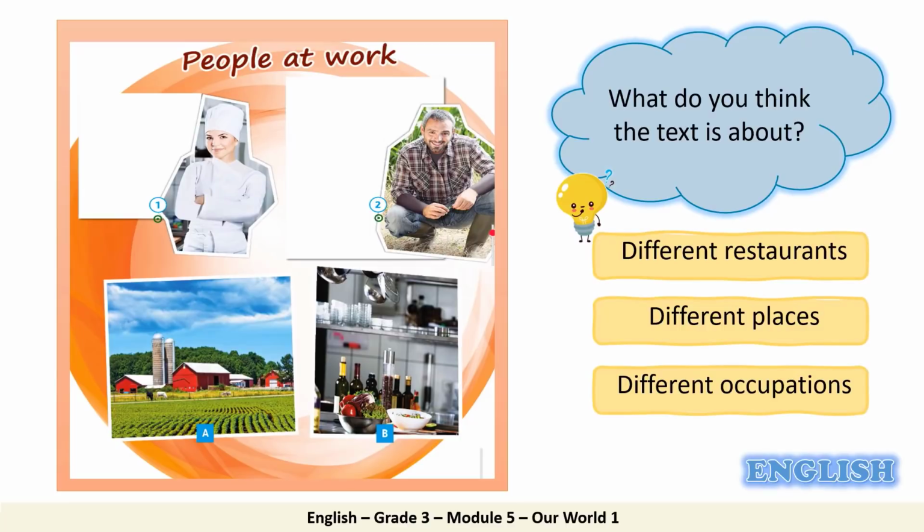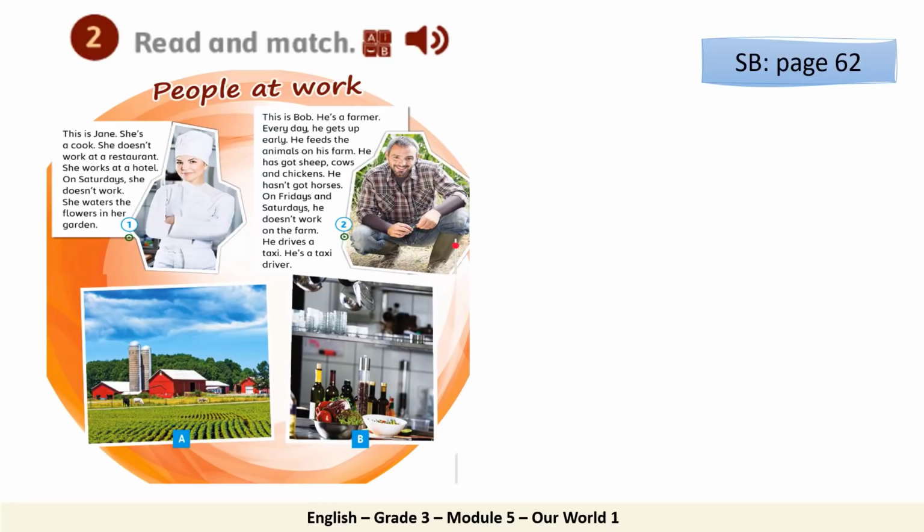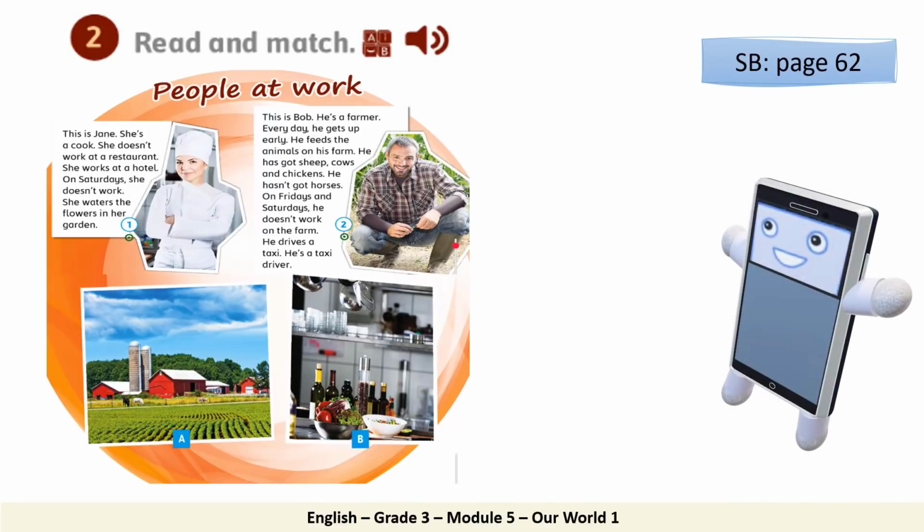Okay, now after listening, let's check if you guessed the main idea correctly. The correct answer is different occupations. Excellent if you got it right. The texts talk about Jane, who is a cook, and Bob, who is a farmer and a taxi driver. And now, open your student's book, page 62, and do activity number 2 by yourself. Read again and match the text with the suitable picture.